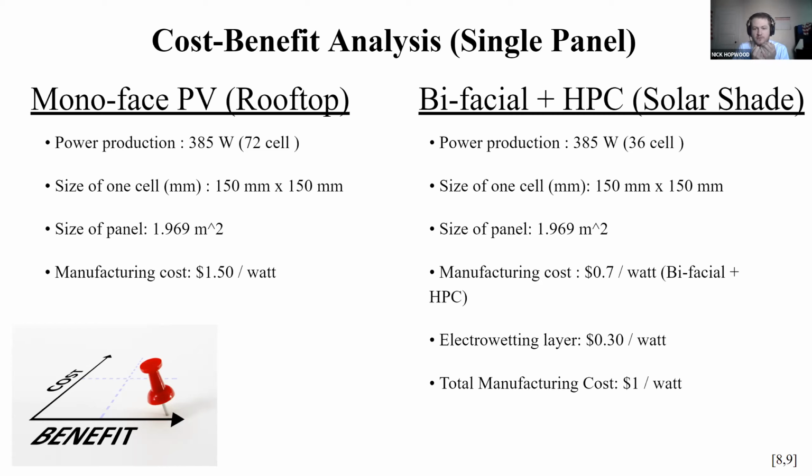And then for the bifacial with HPC, because we're using about half the amount of the solar cells, the manufacturing cost is about 70 cents per watt. And then the electrowetting layer is 30 cents per watt. So that would be a total cost of $1 per watt.